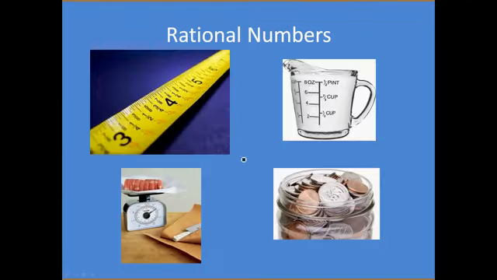Rational numbers. Other places you see rational numbers. Tape measures have all these fractions. Those are rational numbers, fractions. We've got measuring liquids, measuring weight. Things are not always exactly a pound. You're going to have fractions or decimals in there. We need those rational numbers. And of course, money. 25 cents is 0.25. That's a rational number.